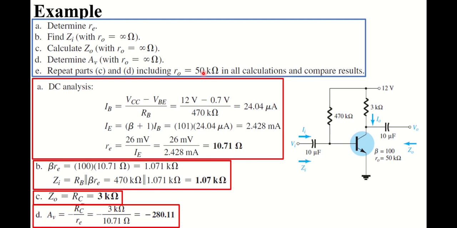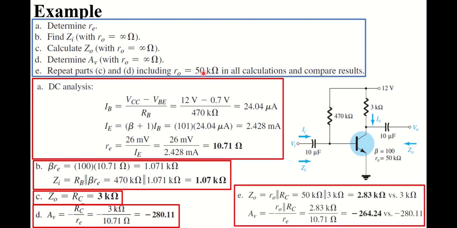Now the value of R0 has been reduced to only 50 kilo ohms, and we are asked to include its effect in calculating Z0 and AV. As you can see, by including the effect of R0 in the calculations of output impedance and voltage gain, both of them are reduced.